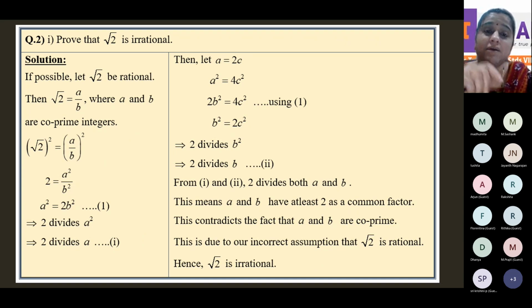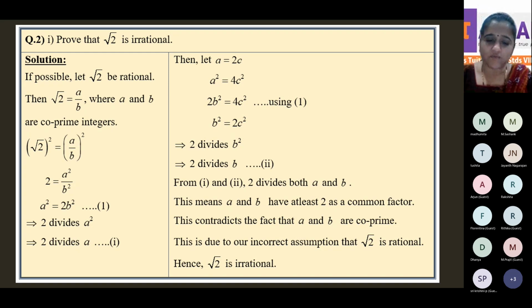we know that A by B is in the simplest form. The HCF of A and B is 1. But if you prove that A and B have 2 in common, it's a contradiction, because we have assumed root 2 to be rational incorrectly. Therefore, it is irrational. That's what we're going to do. We have now got this result that 2 divides A. That's fine.